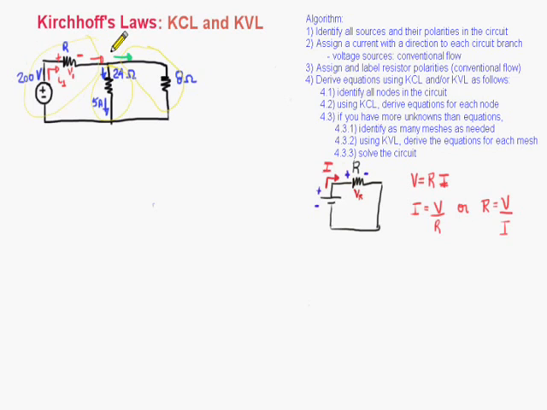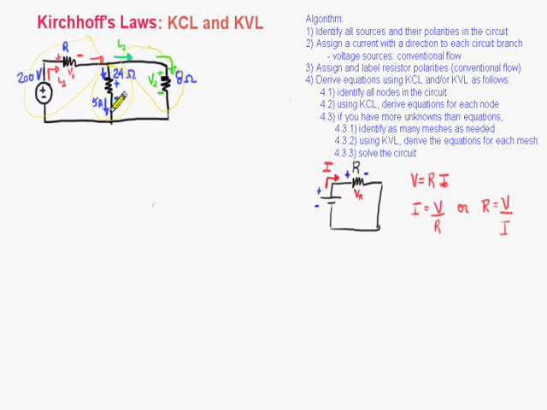So this current here I'm going to call I2, and my current comes in this direction, the same I2, and here I will have a voltage drop. The tip of the arrow is right here, so this is my positive side, and this is my negative side, and this I'm going to call V2. So what I did is assign a current with a direction to each circuit branch. I used conventional current flow. I assigned and labeled resistor polarities. I also need to do that for the branch where I already have a current. So the polarity for this resistor will be positive here, negative here, because the current is flowing down.